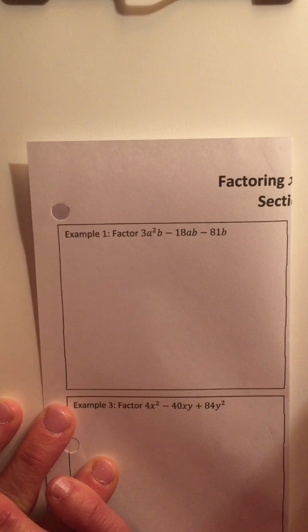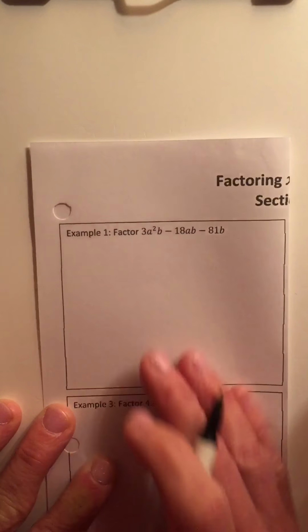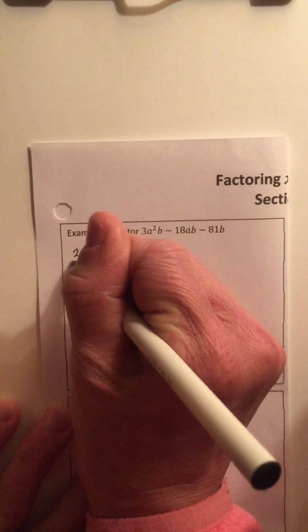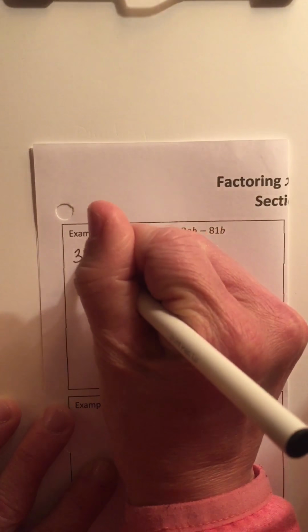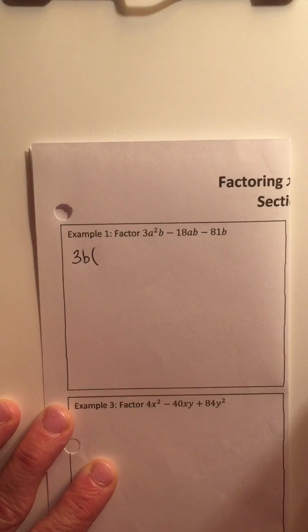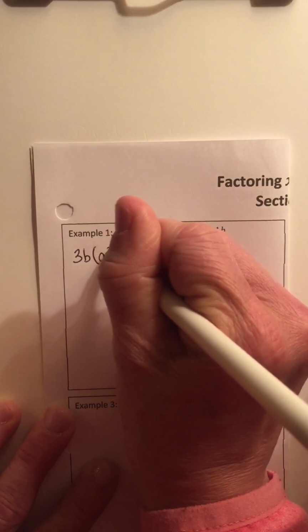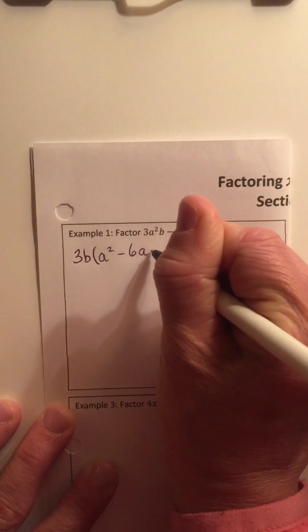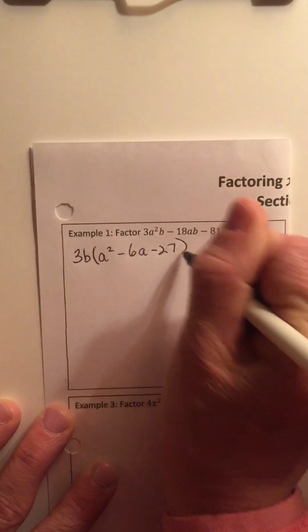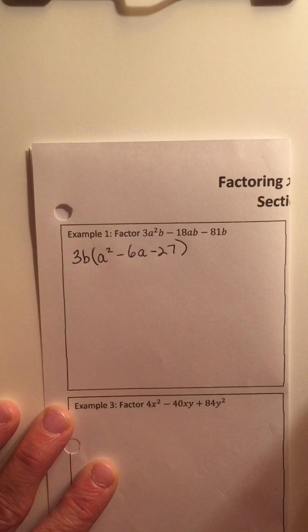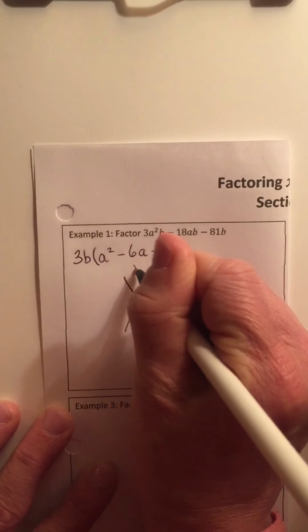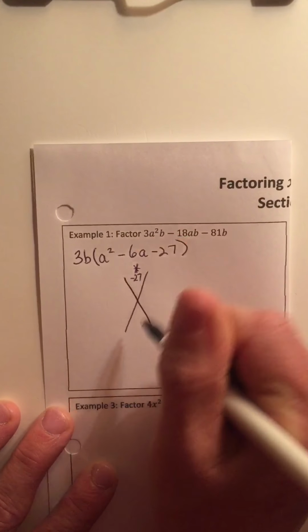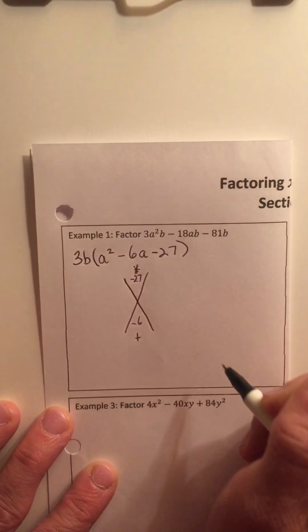Just looking at the coefficients of 3, 18, and 81, we can factor a 3 from all of those. And then looking at the variables, we can factor a b from each term. Factoring out a 3b, we're left with a squared minus 6a minus 27. The trinomial looks like one we have already factored. So the question is, what multiplies to negative 27 and adds to negative 6?